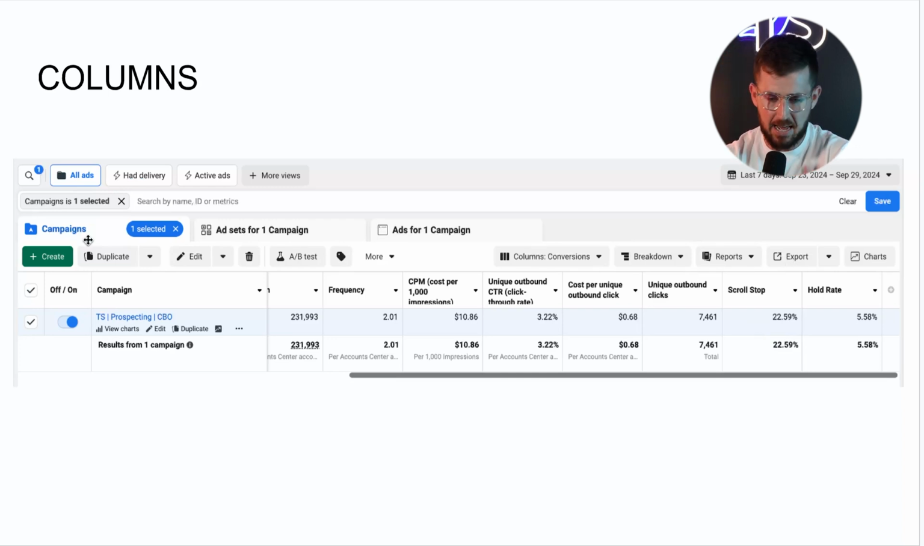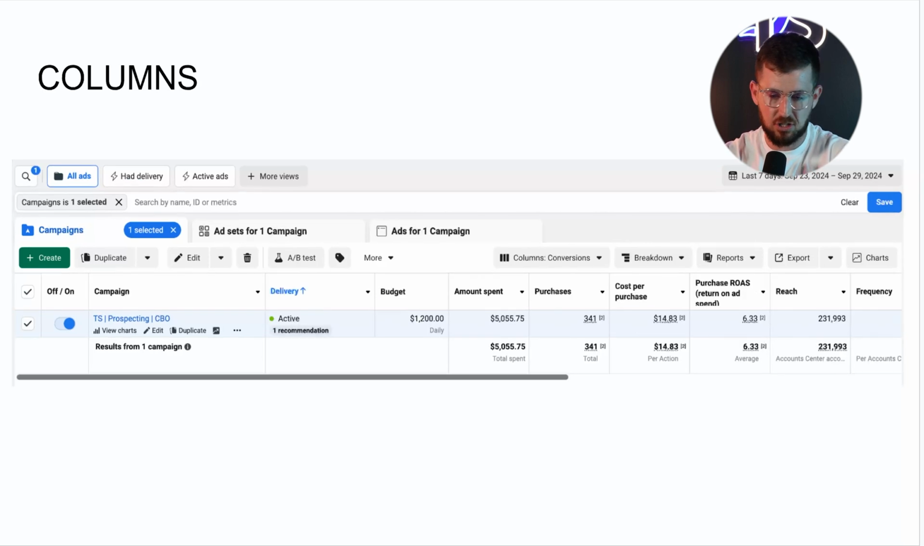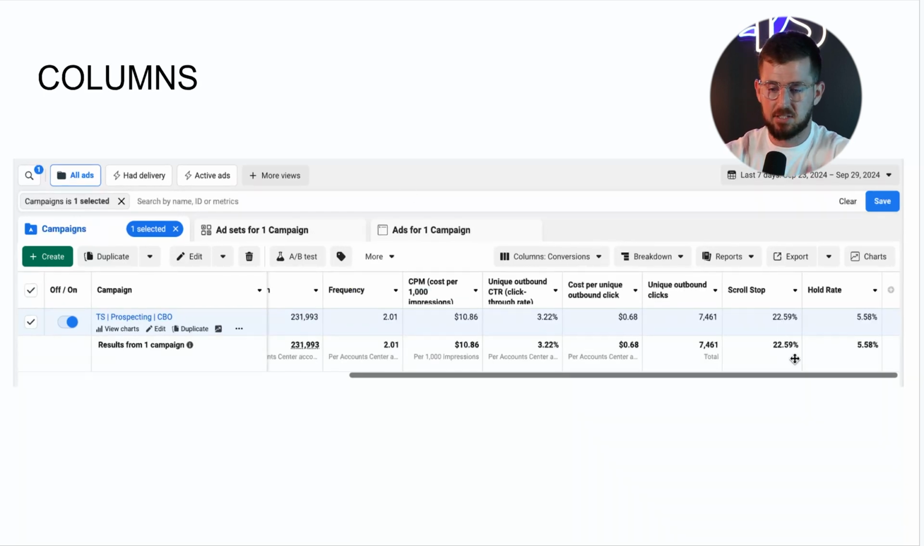So let's say we find a new winning ad. It's crushing. We're averaging a $14 cost per purchase for this campaign right now. What happens if we get down to a $10 cost per purchase? It's scaling and we see the scroll stop is like 40%. Then we understand that that particular scroll stop right there is really good. And we should take a look at what we did there and try to reflect that.